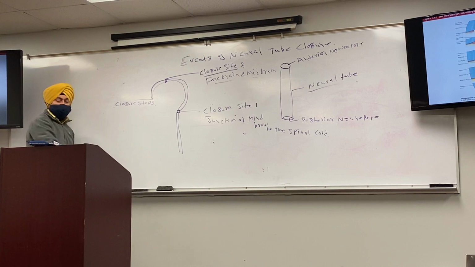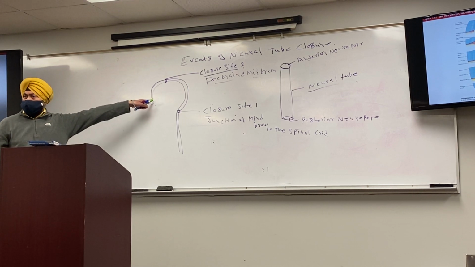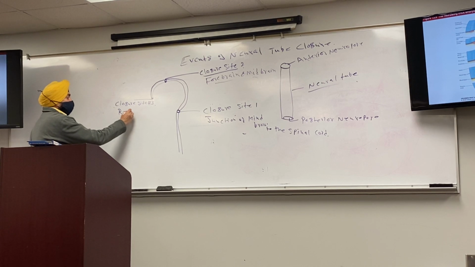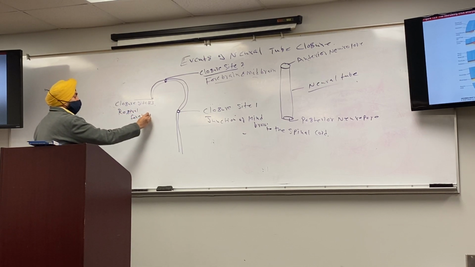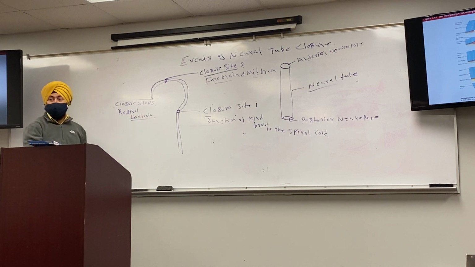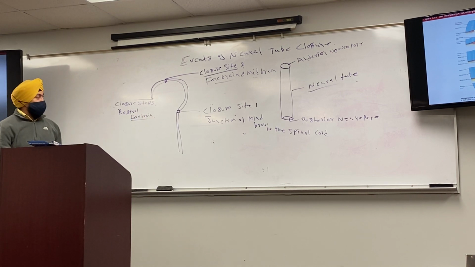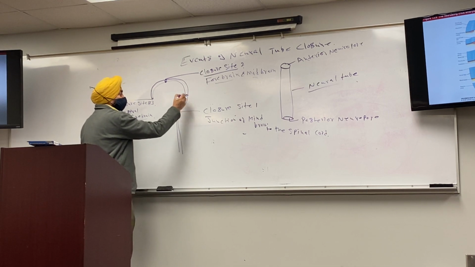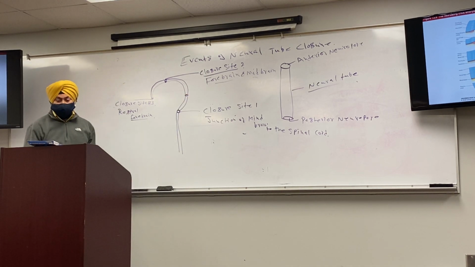And this is what we call the rostral part of the forebrain, okay? So we say the rostral forebrain is closed there. Then you have the closure site 4.